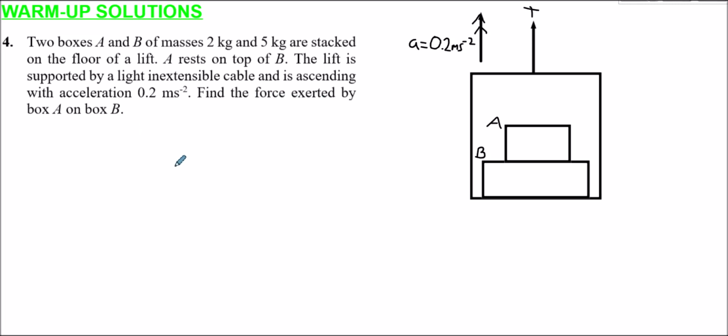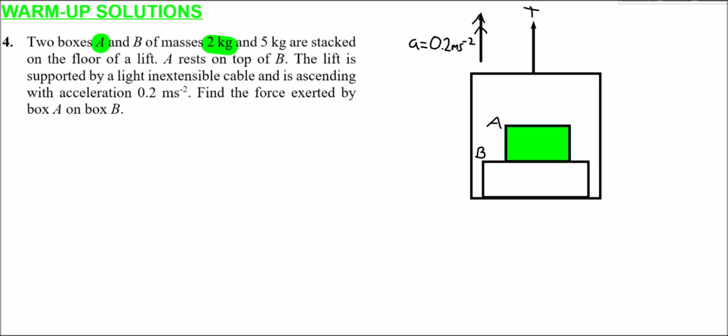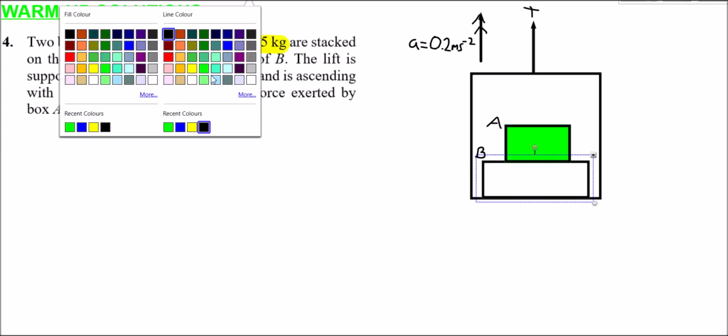So what we need to do here is label a few extra forces in. So A is 2 kilograms. So what I'm going to do for A, just colour that green. Whereas B is 5 kilograms. So I'll do a yellow, I think. So if I colour code B in yellow, that's what I wanted to do.